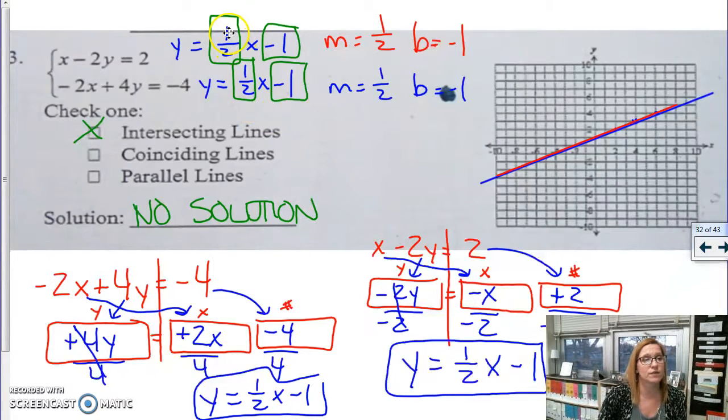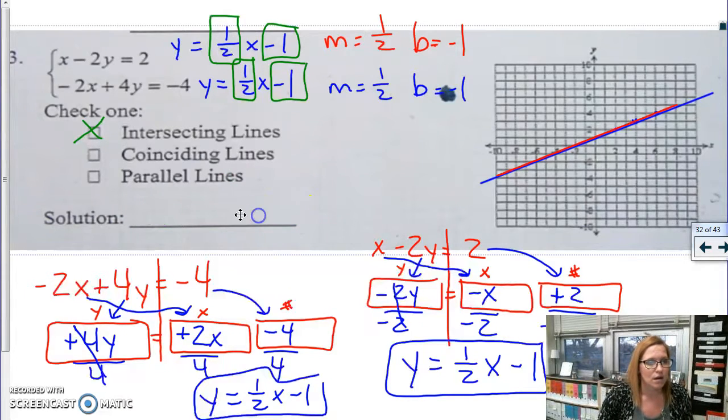When I look at these, they have the same slope. They have the same intercept. Therefore, according to our rules, these are intersecting lines. There should be no, or that's no solution. I got this one wrong. Nice job. That is not correct. So I'm going to erase that.